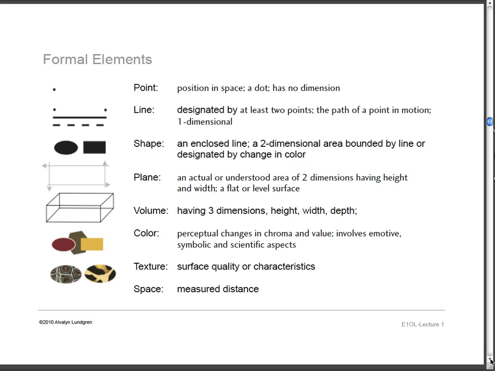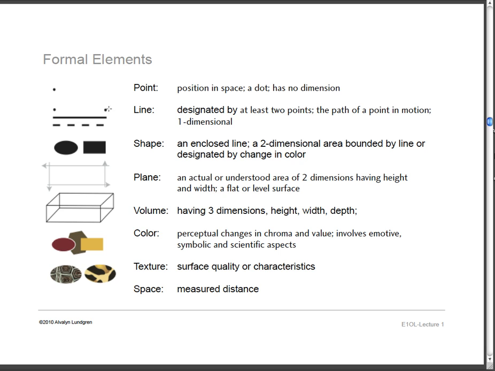In two-dimensional design, we have point. And point is basically a position in space. It's represented by a dot. It has no dimension. Point is not the same thing as the dot. The dot sits on the point. So point is basically an indicator of position. And as you move within a space, you change position, so you're at a different point in space. So point is basically where something is located in a given space. So that's the simplest of all the elements.